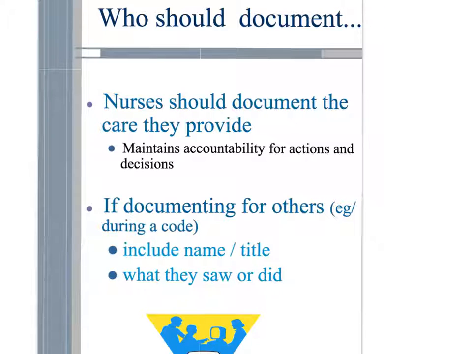According to the College of Nurses, the person that provides the care is the person that needs to document the care. In exceptional circumstances, such as during a code, you may be required to chart for others. And if so, then you're going to include their name and their title and what they did or saw. But otherwise, whoever did the care is the person that charts it, and that helps to maintain line of accountability.